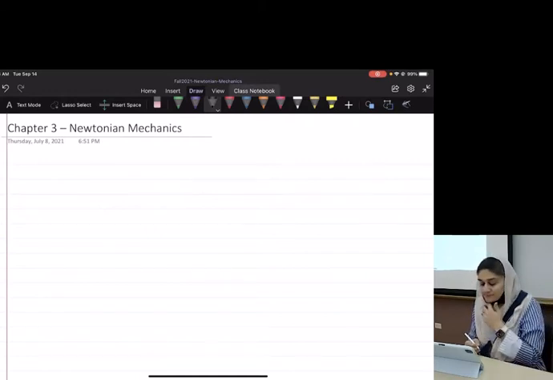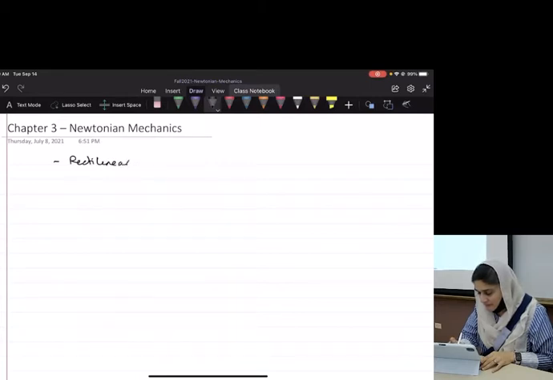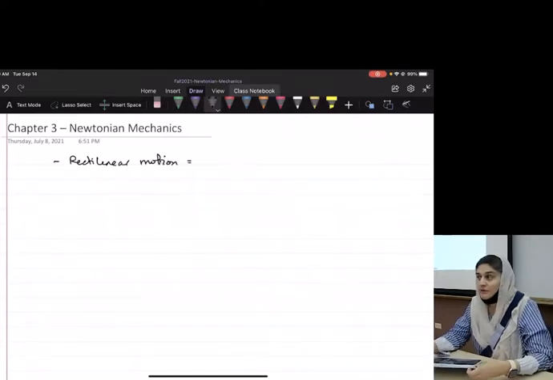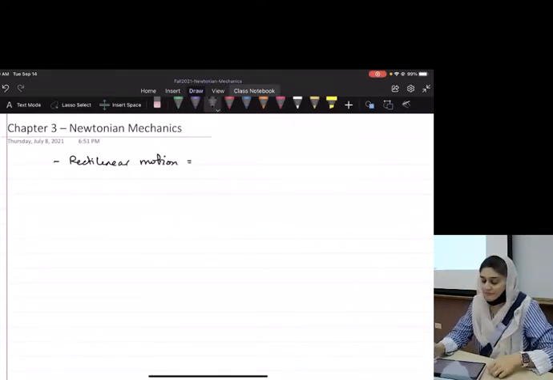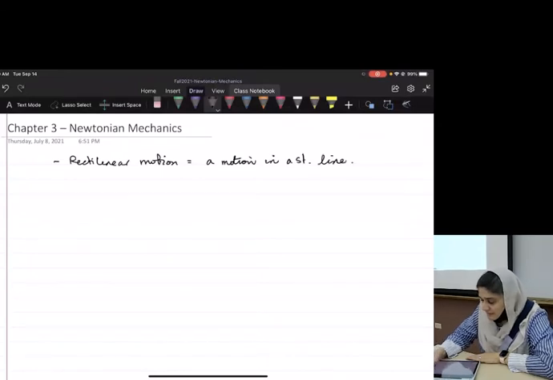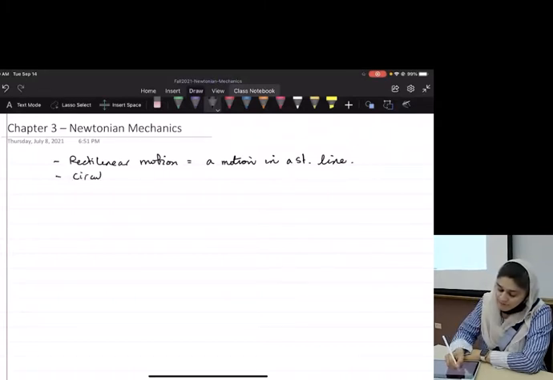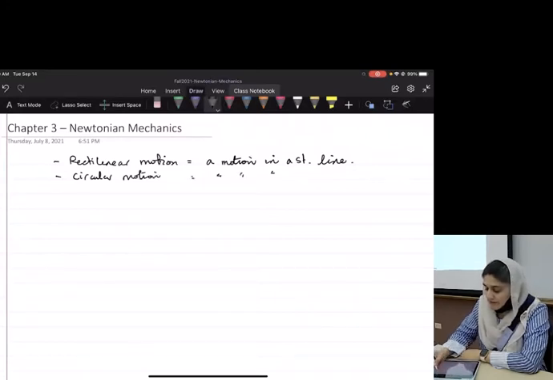So in general, you will hear this word. Anyone tell me what this is? Rectilinear motion. It is a motion in a straight line. We could also have a circular motion, and that is a motion in a circular path.